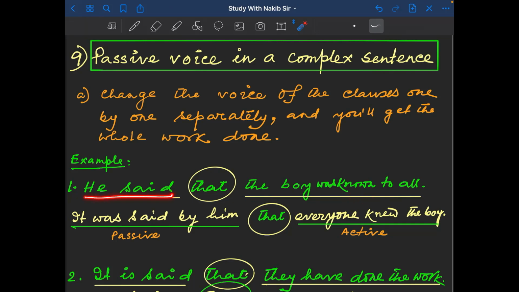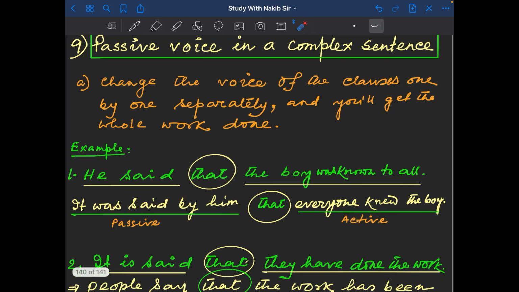Here he said is active voice. It was said by him, the passive voice. So this is a complex sentence consisting of two clauses. One is the principal clause, the other one is the subordinate clause. The principal clause here is in the passive voice, while the subordinate clause is in the active voice. In the original sentence, the principal clause was in the active voice and the subordinate clause was in the passive voice. One clause is active voice and the other clause is passive voice.